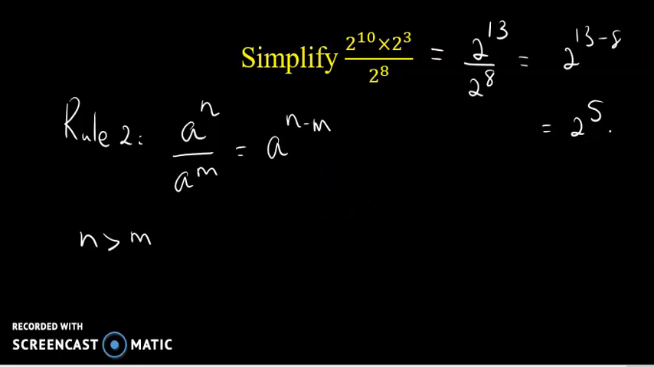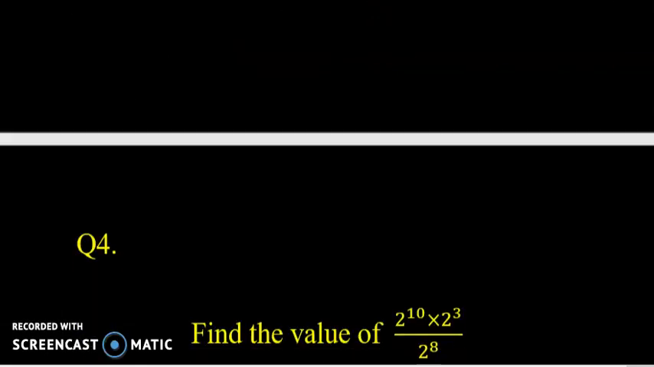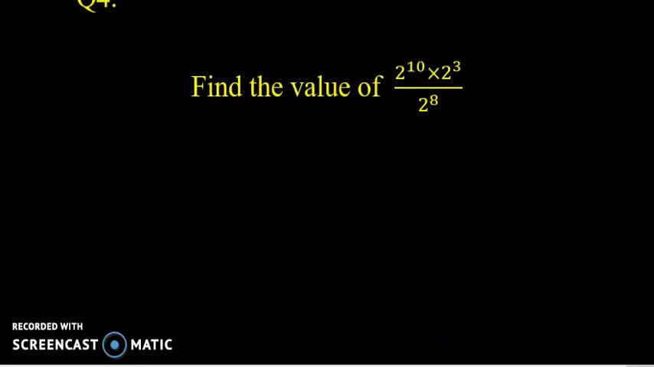Right? Let's move to the next question. So the next question is to find the value, which is the same as evaluate. So it's the same question as in number 3. So we simplify this. That's 2 to power 13 over 2 to power 8, which is equal to 2 to power 5. But we need to find the value. What is that equal to? So 2 to power 5.